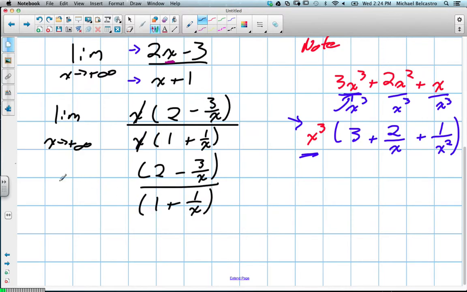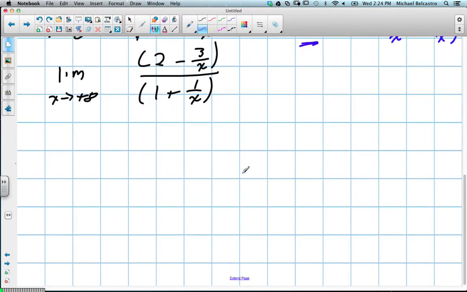And we're going to plug our limit into these equations. When we plug our limit in, x will now become infinity. We'll get 2 minus 3 over an infinite value, divided by 1 plus 1 over another infinite value.